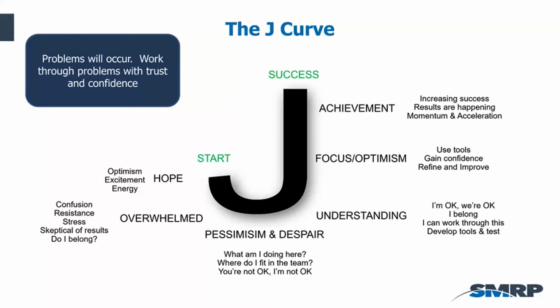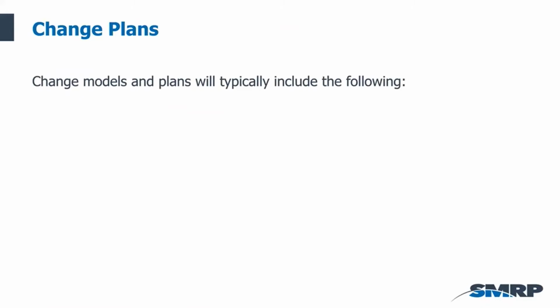The important thing to remember about the J curve is that problems are going to occur. Simply by familiarizing yourself with the J curve model, it lets you know what to anticipate and know that it's not just you, it's not just this program or project that we're trying to put into place. You have to work through the problems with trust and confidence. And just know that if we do it correctly, there is a light at the end of the tunnel and we're going to get it implemented.